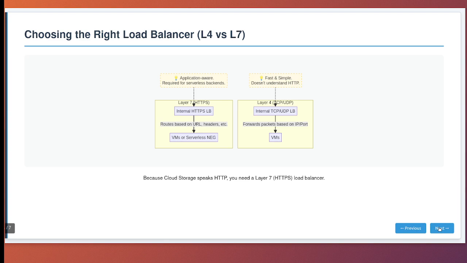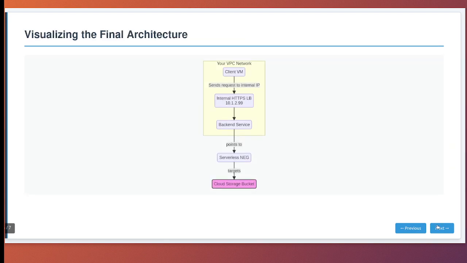A Layer 7 internal HTTPS load balancer is like a more advanced mail sorter who can read the entire address, including the recipient's name and apartment number. It understands application protocols like HTTP and HTTPS. Because a cloud storage bucket serves content via HTTP requests, you need a load balancer that can understand and route that kind of traffic. Therefore, the internal HTTPS load balancer is the correct choice. A Layer 4 load balancer simply wouldn't know what to do with an HTTP request intended for a cloud storage bucket.